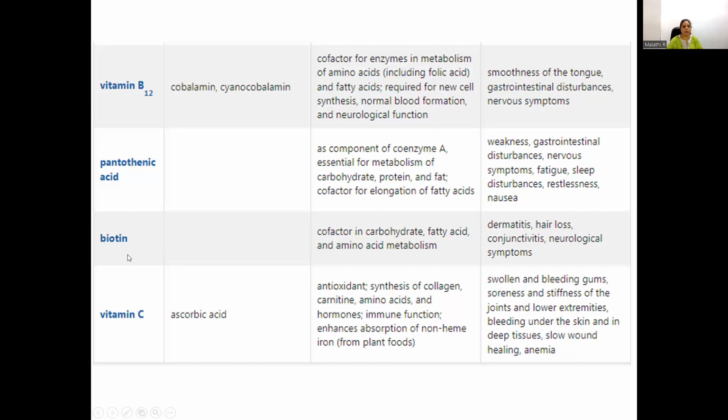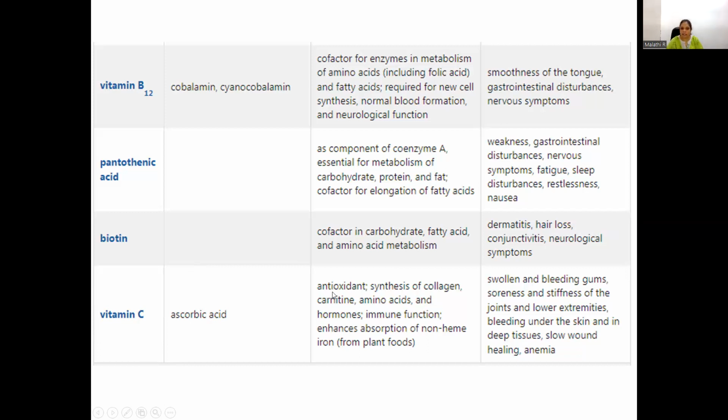The last water soluble vitamin is vitamin C, also called ascorbic acid. Most of the time, ascorbic acid or vitamin C is found in citrus fruits. Whichever fruit is sour, you will find vitamin C, including amla, lemon, orange, other citric acid fruits, and some amount of pineapple. All these are the richest sources of vitamin C.